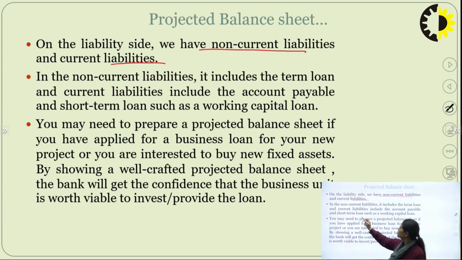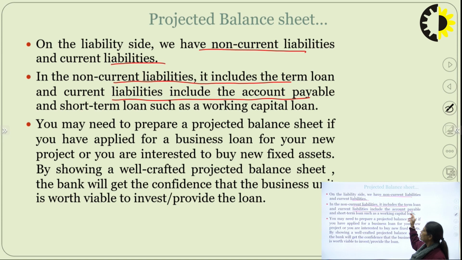If we are talking about the non current or long term liabilities, an example is the term loan, and the current liabilities include accounts payable and short term loans such as a working capital loan. If we have a loan on a short term basis, suppose for a single year only, and we repay the loan amount, this is our current liability. And if we have a long term loan, suppose a 25-year loan, and we repay the amount year by year, this is our long term liability.